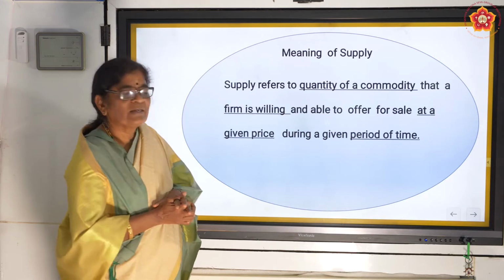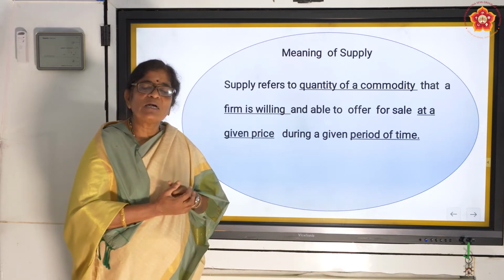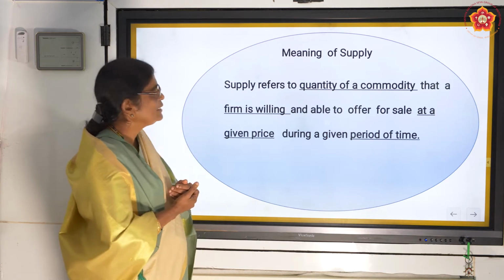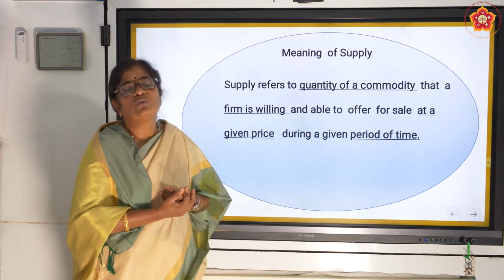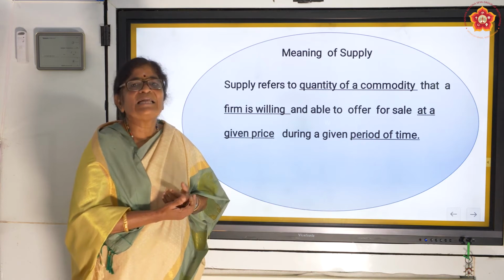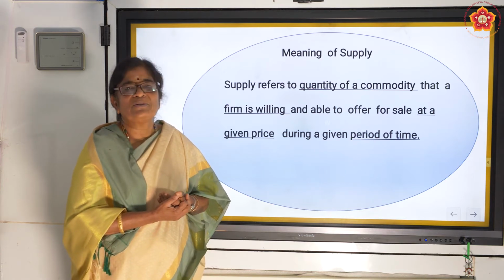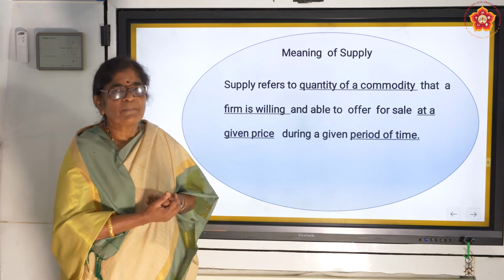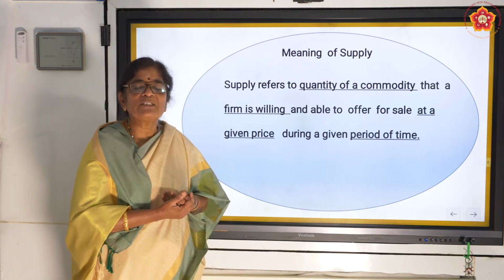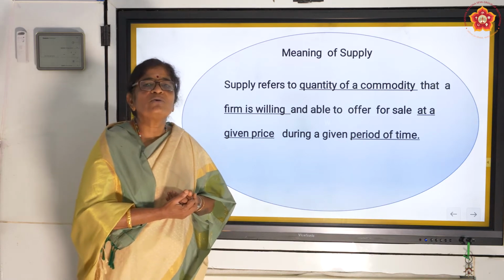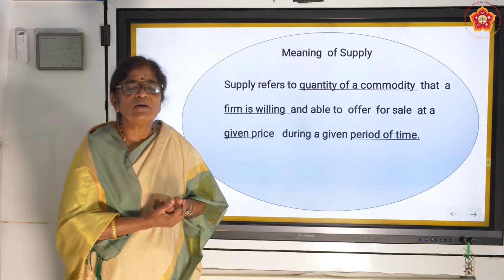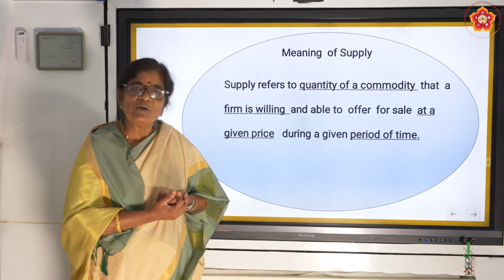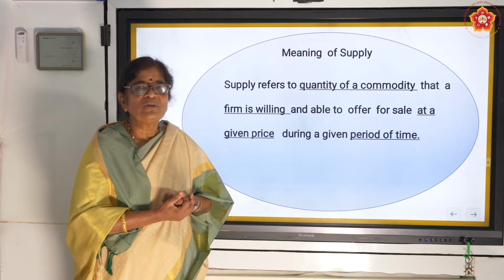What is supply? Here supply means a quantity of commodity that the firm is willing to offer for sale at a given price at a given period of time. It is called supply in the economic sense. Some farmers produce output, but they are not willing to offer it for sale in the market. Why? They only produce for their own needs. They don't want to supply.